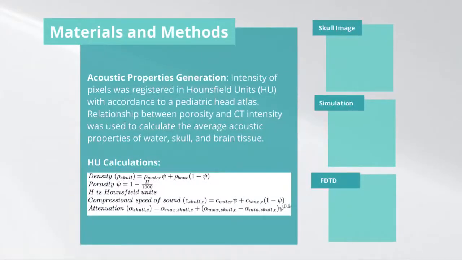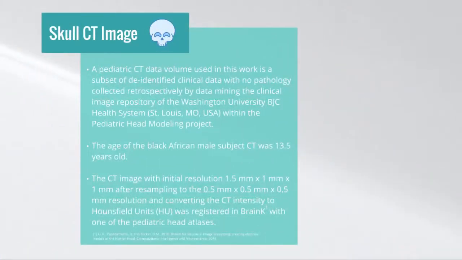We used the intensity of the CT images for creating the numerical representation of media: skull, water, and brain tissue. We achieved the acoustic properties from the Hounsfield units. The CT images were of a black African male subject around the age of 13. The images were a part of de-identified clinical data from the image repository of Washington University, all part of the pediatric head modeling project.